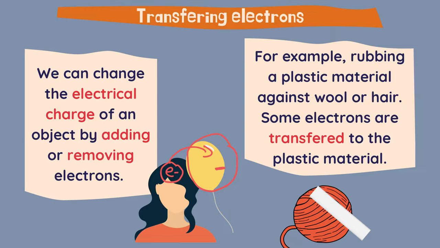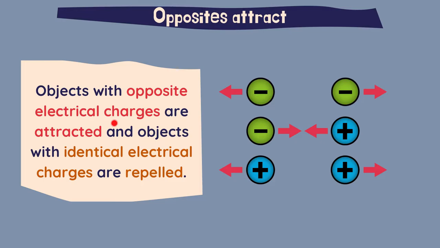If we have a look at the electrical charges, objects with opposite electrical charges are attracted. Like these two objects, one has negative electrical charge and the other has positive electrical charge, and they get attracted to each other. And objects with identical electrical charges are repelled, like two negatives or two positives. This is similar to magnets.